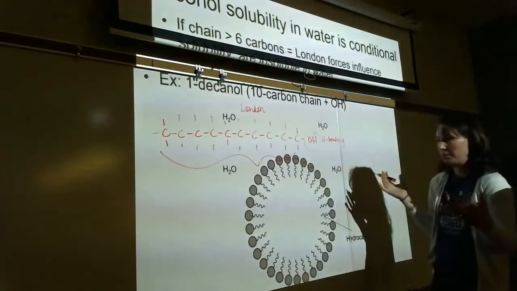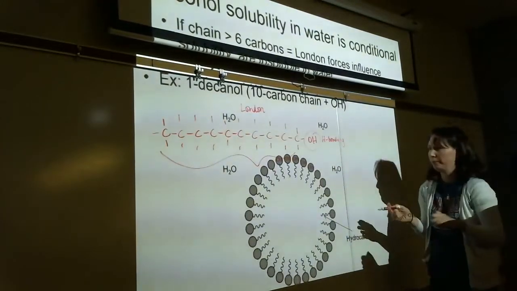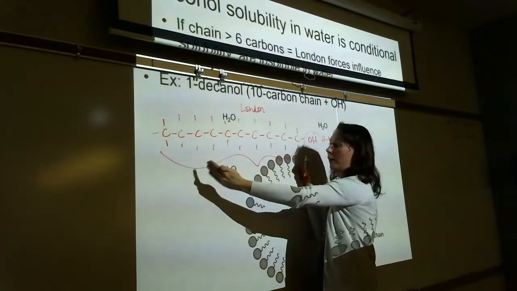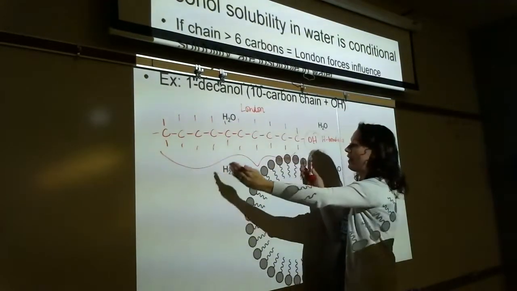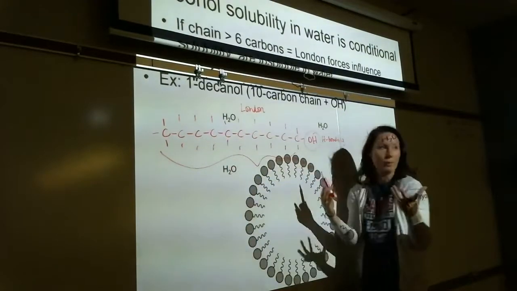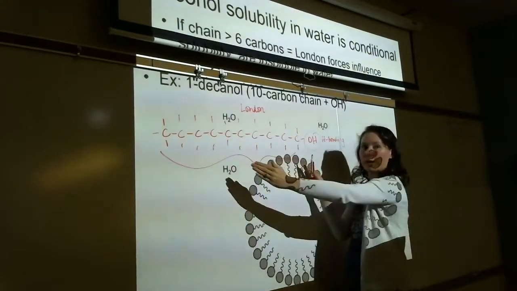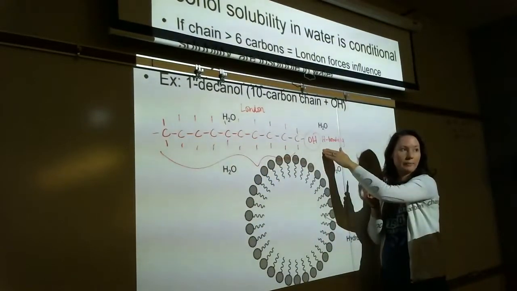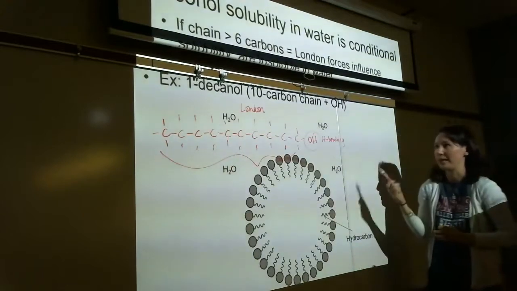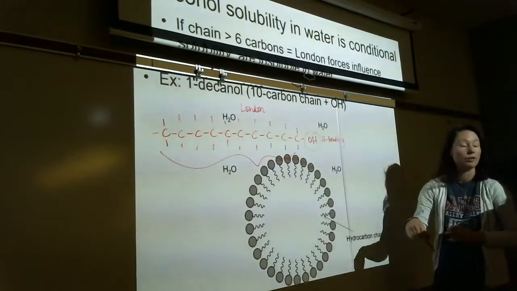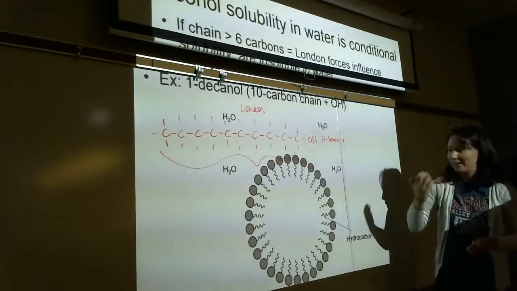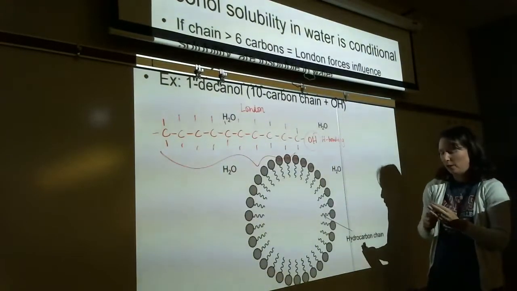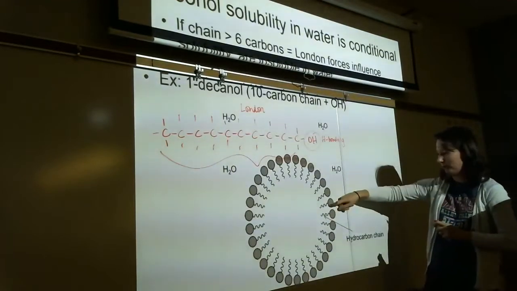Once that chain hits about 6, that's kind of the magic number. Once that chain is greater than 6, the London forces are the primary influence on solubility. They take over as the more predominant intermolecular force, and it overrides the hydrogen bonding. So if you take one decanol and throw it in some water, you can shake it all you want. For a few seconds it might look like it dissolved, when in fact you formed micelles.